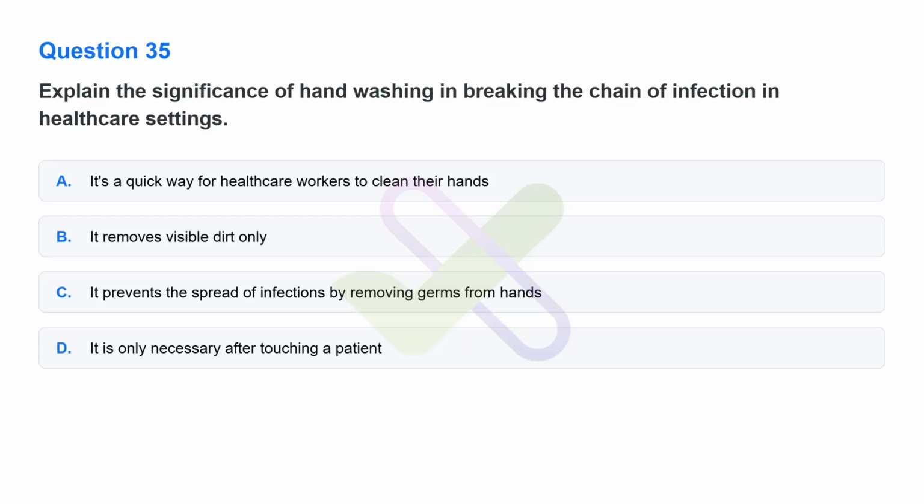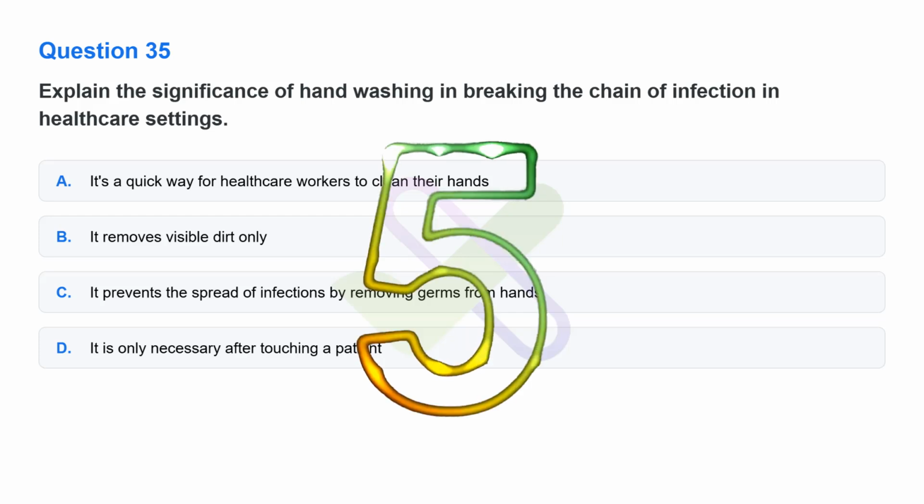A. It's a quick way for healthcare workers to clean their hands. B. It removes visible dirt only. C. It prevents the spread of infections by removing germs from hands. D. It is only necessary after touching a patient.